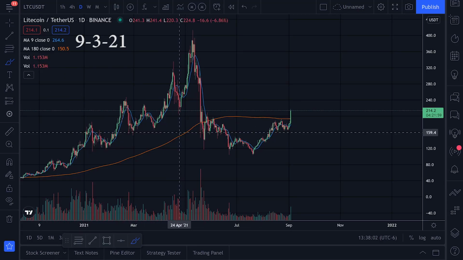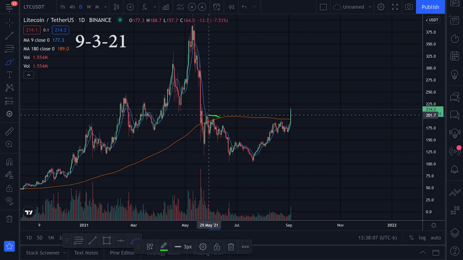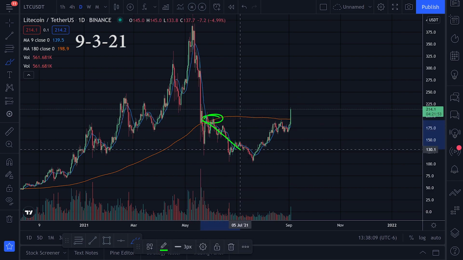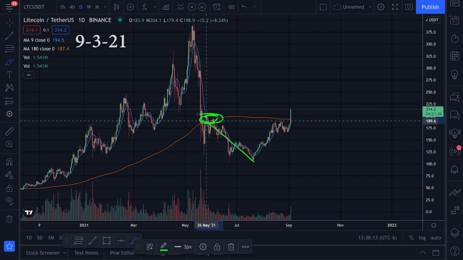All right, let's take a look at the chart action for Litecoin. So let's just get right into it. What I'm looking at is we had a target right up here. We had a downtrend going like this. We broke that downtrend going to the upside right there. I'd been targeting right here pretty much.